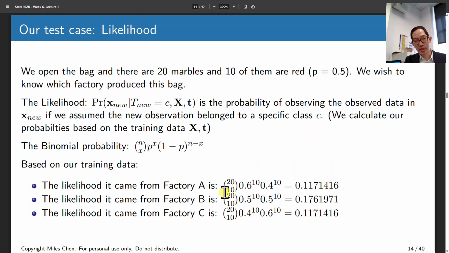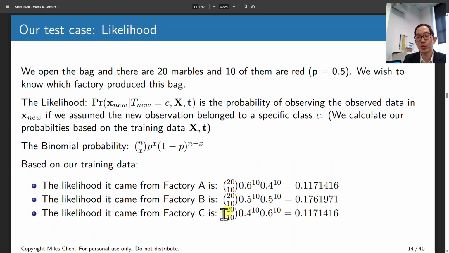And so this, we just calculate our likelihood using the binomial probability, and we're going to change the value of P based on which factory, okay? So we're going to say, what is the probability of getting 10 red marbles out of 20 marbles? So that's going to be 20 choose 10. And if it came from factory A, it's 0.6 to the 10 times 0.4 to the 10, and you get 0.117, okay? If you have factory B, you're going to have P is 0.5, so 50% red, 50% blue, okay? 0.5 to the 10, 0.5 to the 10, and that's 0.176.